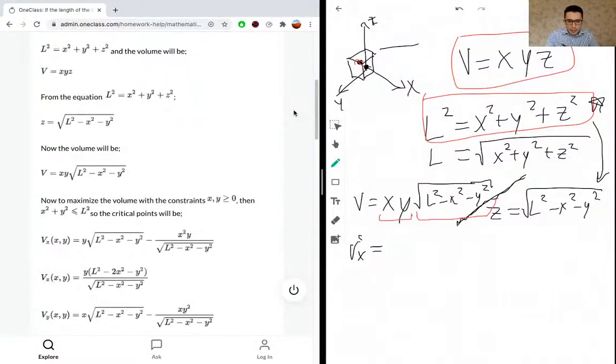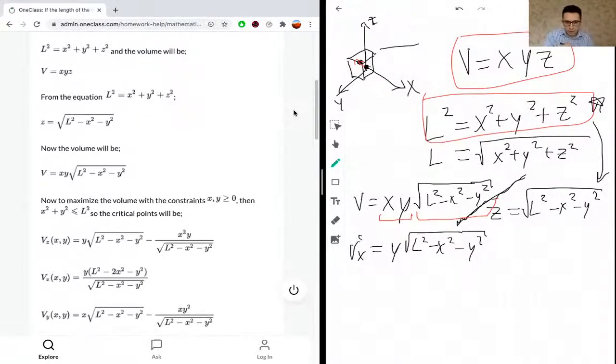So here we would say the derivative with respect to x for the first term is just y. And then that will be the derivative of the first, and then times the second, which is just what's given above, the square root of L squared minus x squared minus y squared.